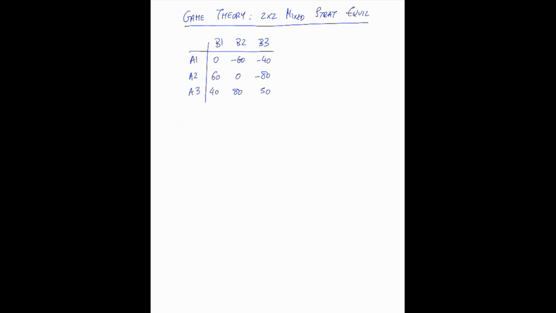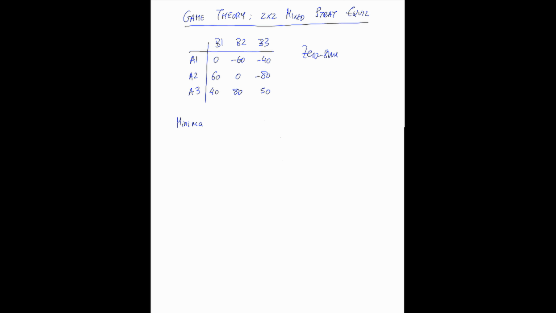Consider the game you have on your screen, the payoff matrix for A. We're assuming this is a zero-sum game. So we have learned two strategies, domination and minimax. So let's apply them to this case. Let's apply first the minimax.